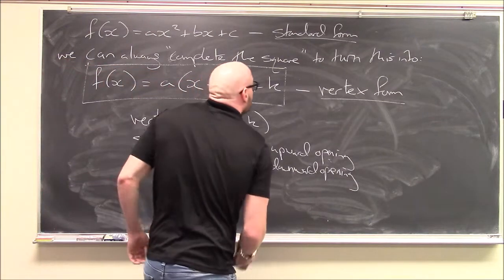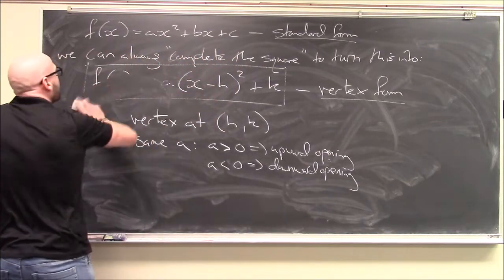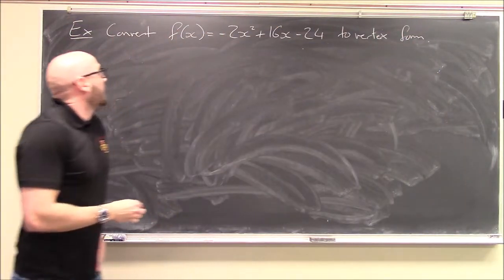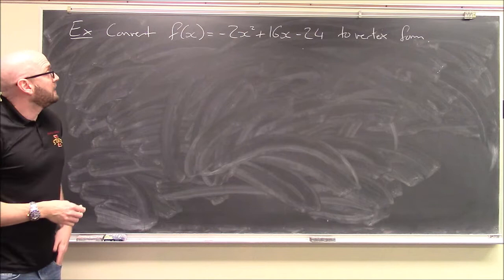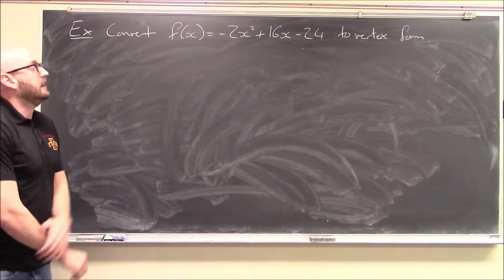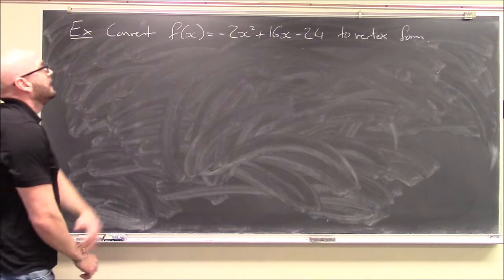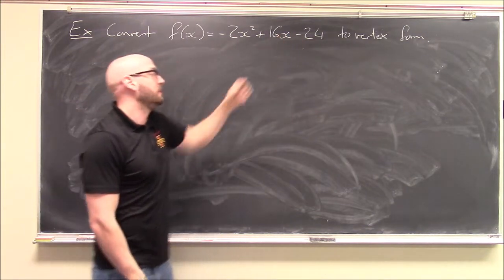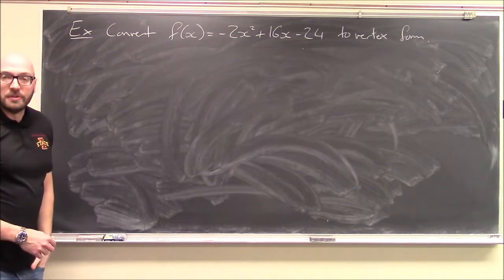So let's do an example. Let's complete the square on something. Okay, so here's our first question. We're given a quadratic function in standard form. In this case, a is minus 2, b is 16, c is minus 24. And the question is, convert this to vertex form.